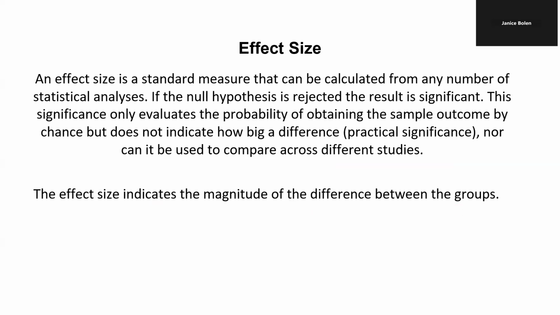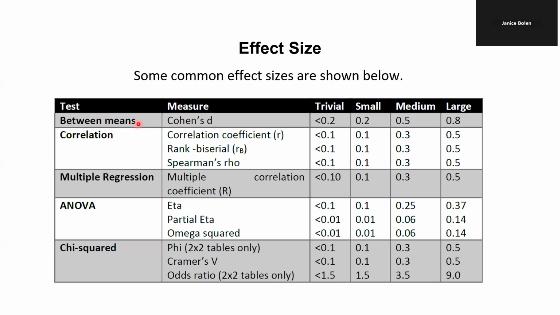So for the independent samples t-test, which is a comparison of means test, the effect size that we're going to use is Cohen's d. So we have the following scores, or effect sizes, that we can refer to.